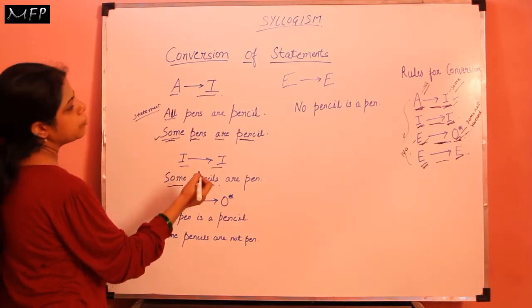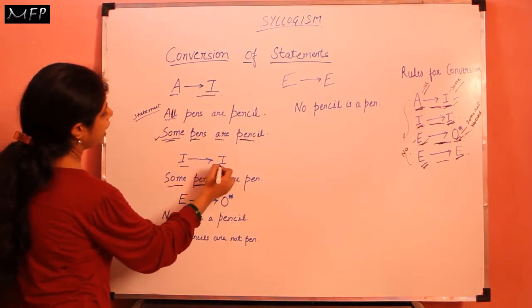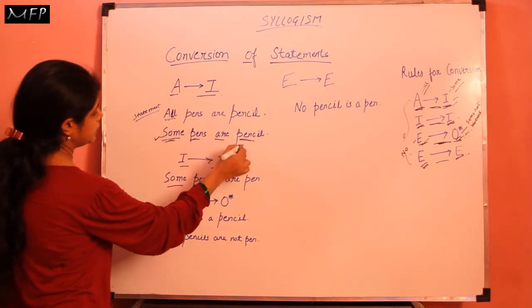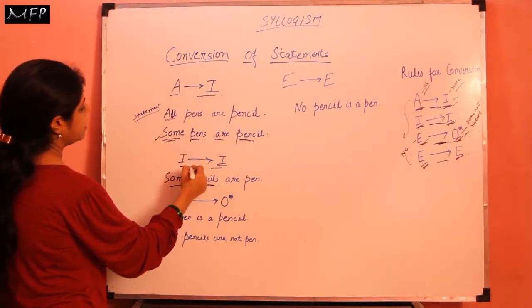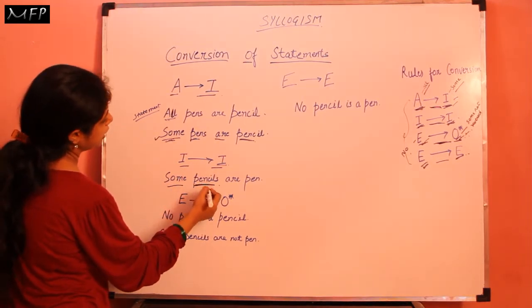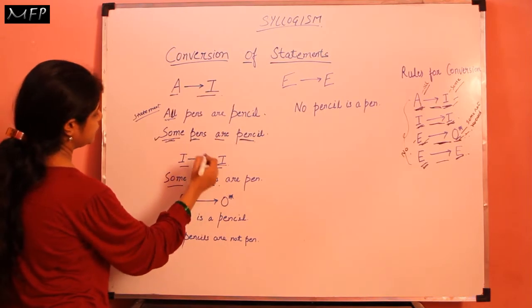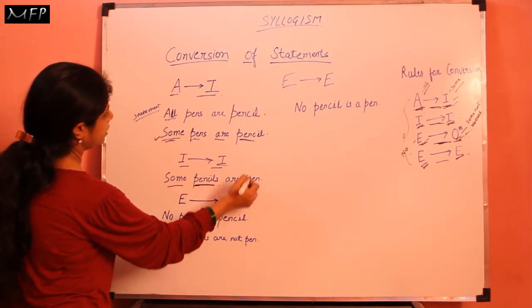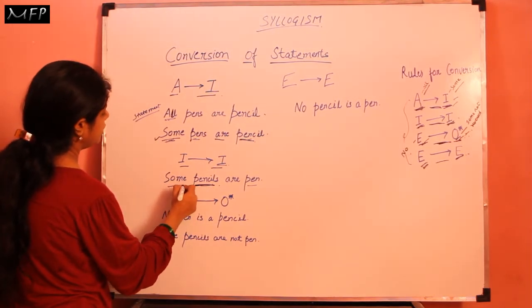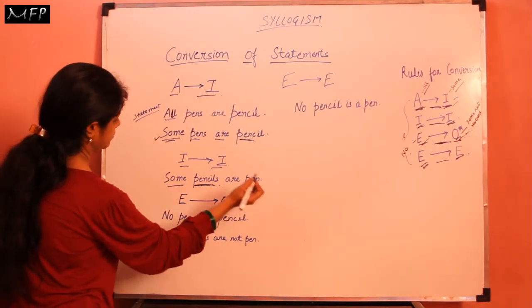Now an I-type statement can also be converted into an I-type statement. The statement is: some pens are pencils, and we convert it into an I-type statement by interchanging its subject and predicate. The subject will become the predicate and the predicate will become the subject. So the conversion will be: some pencils are pens.